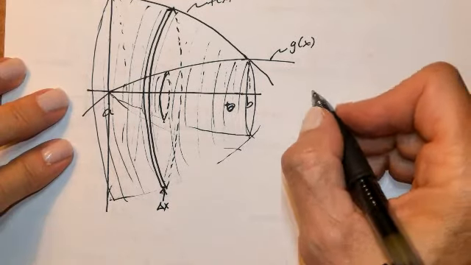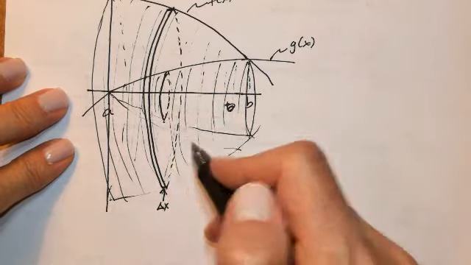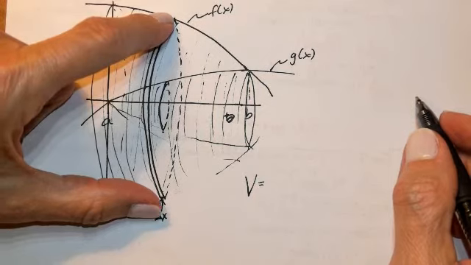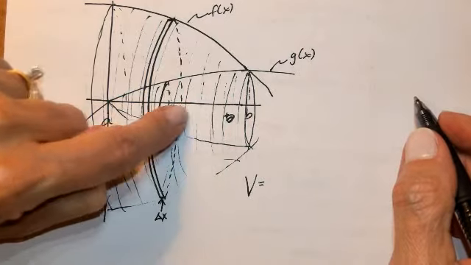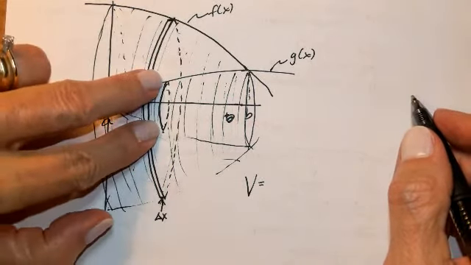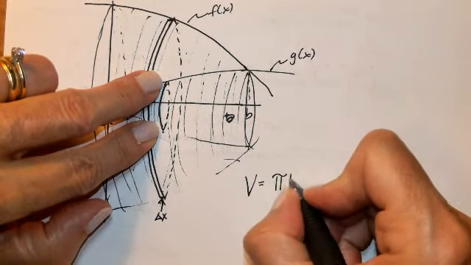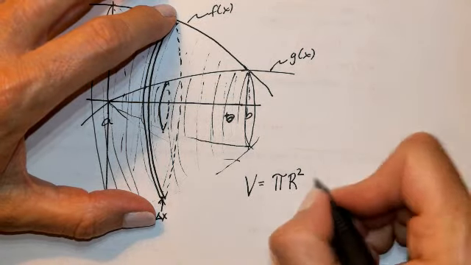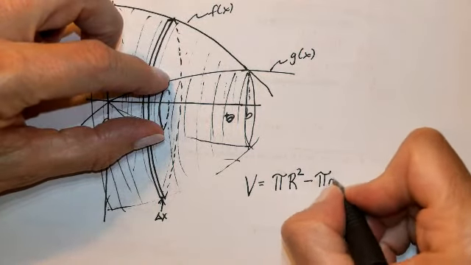So the volume of just that one washer would be the area of the big circle minus the area of the little circle, right? Because we don't want this inside because it's clear. It's not part of our solid. So we want the area of our big circle minus the area of our little circle. I'm going to call capital R our big radius, so the area of the big circle is pi R squared, minus the area of our little circle, pi little r squared.